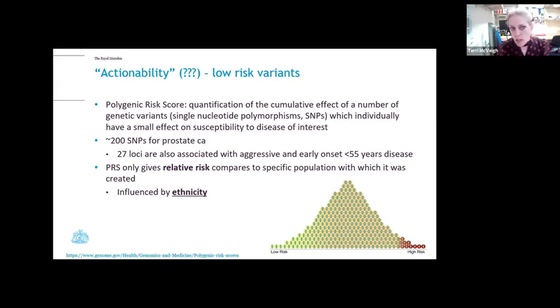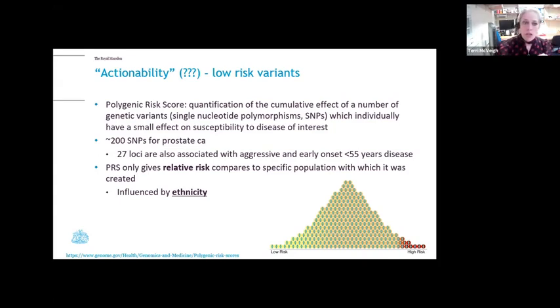Most of these are single nucleotide polymorphisms, so changes in a single nucleotide. Sometimes within a gene, but actually for the most part outside of genes, so in intragenic regions. There are hundreds of SNPs that have been identified for cancer. If we think about prostate cancer, for example, about 200 of them have been identified so far, of which a proportion are associated primarily with aggressive and early onset disease.